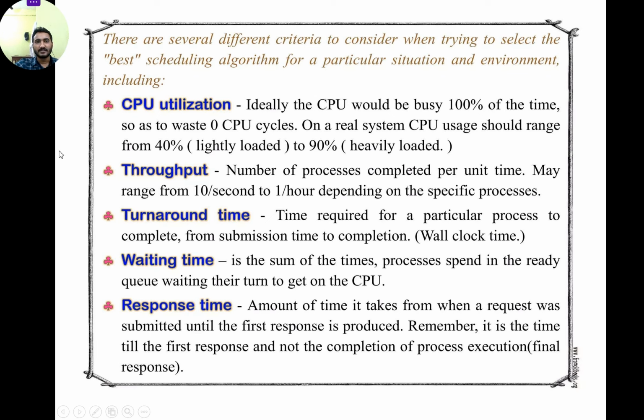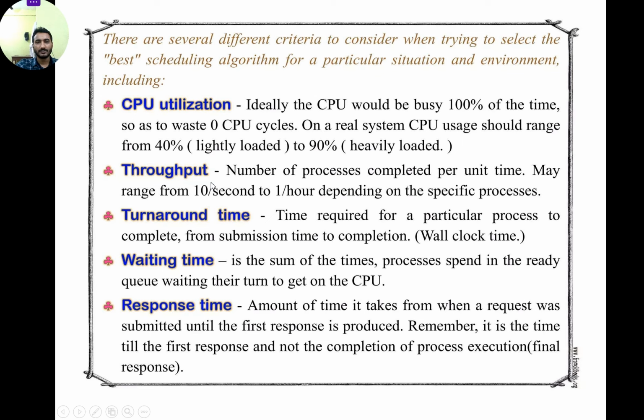Here there are several criteria to consider when trying to select the best scheduling algorithm for a particular situation and environment. The first thing is CPU utilization. Ideally the CPU would be busy 100% of the time, so as to waste zero CPU cycles, meaning we are working at maximum efficiency. On a real system, CPU usage should range from 40%, which means lightly loaded, to 90%, which means heavily loaded.